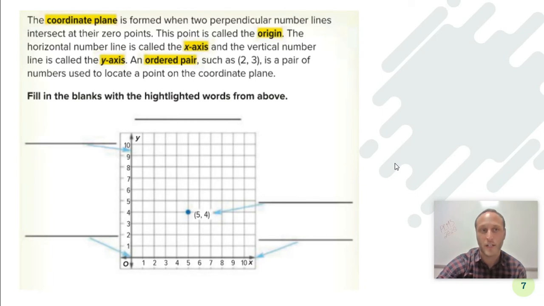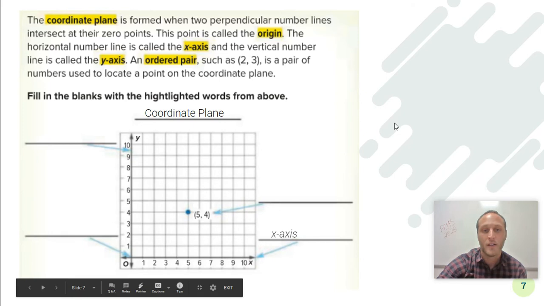All right, just a real recap here. This whole thing right here is called a coordinate plane. We have our x-axis down here, the horizontal line. We have our y-axis, vertical. And then we have our origin, which is at 0, 0. And finally, when we're talking about a certain point, we are going to call that an ordered pair.